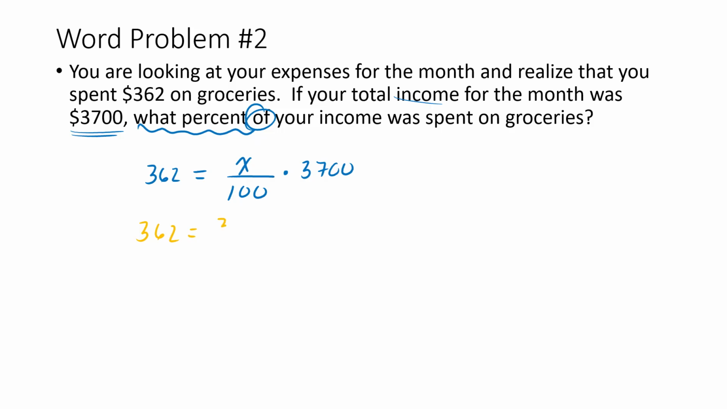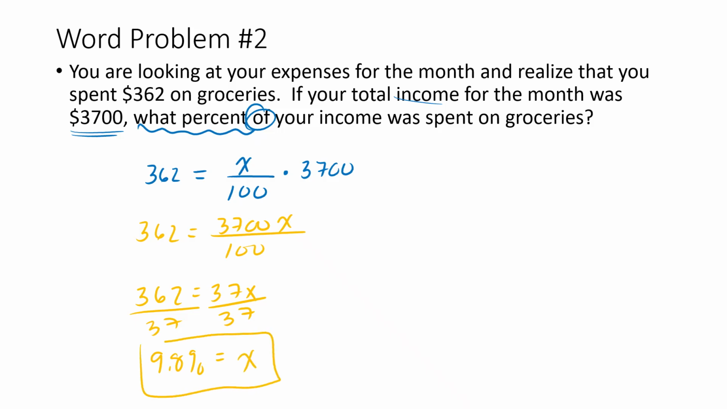I guess I'll go ahead and multiply straight across, and go ahead and divide that. So 3,700 divided by 100 is 37, and then divide by 37, and I have that. I did it out a completely different way when I did it earlier, so go figure that. But I arrived at the same answer, so that's good. So it's about 9.8% of your income you spent on groceries.